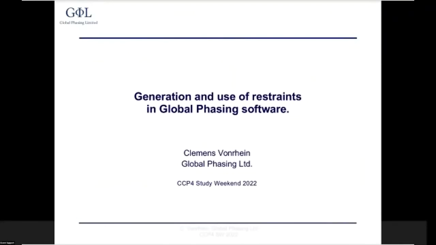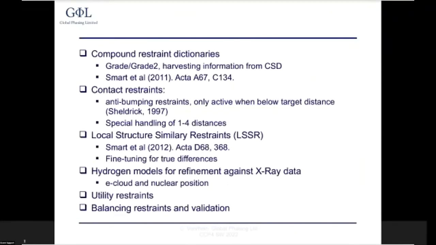Dictionaries using Grade and Grade2, anti-bumping or non-bonded contact restraints, local structure similarity restraints, the handling of hydrogens during X-ray refinement, and some generic utility restraints. Hopefully, all those different topics will make sense and 2 common themes will become clearer: that of balancing different restraint types, and how restraints and validation are often interconnected.